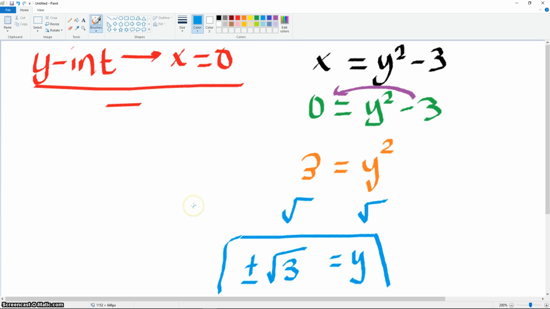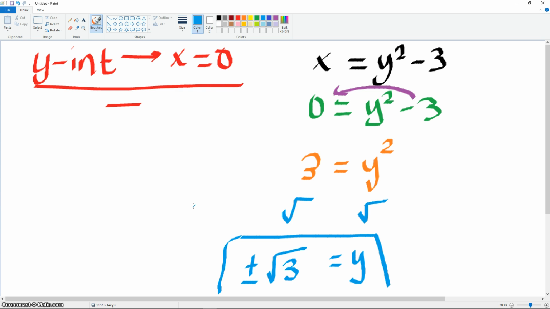Now there are certain instances where we don't include the plus or minus, and those are instances when we know for a fact that something is not negative. For example, distance. Whenever you were working with the distance formula, it does have the square root, but we don't use the plus or minus because we know that a distance can never be negative.